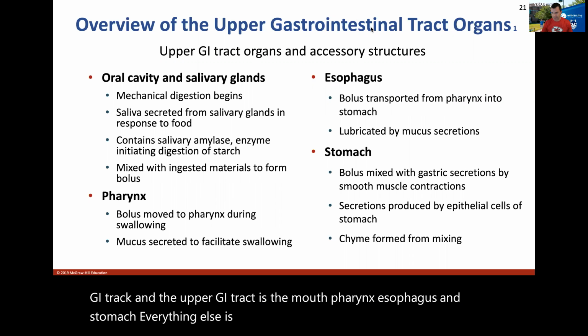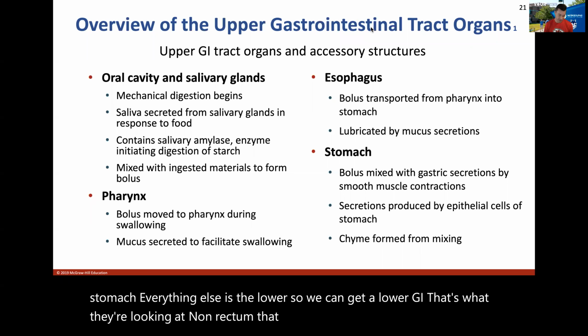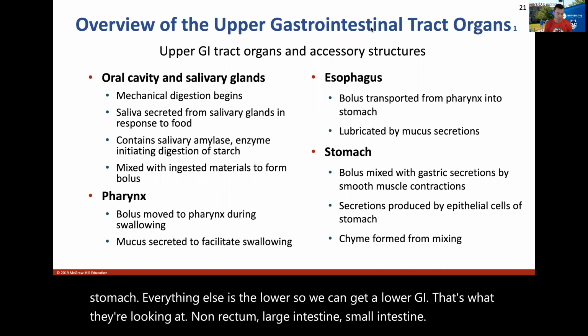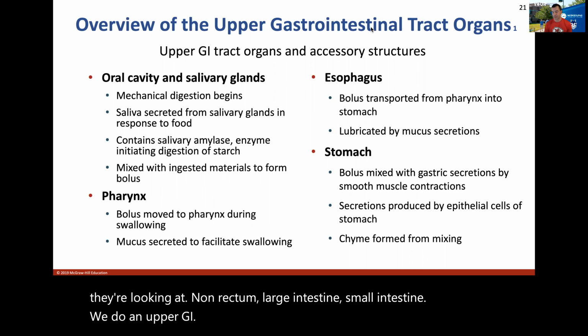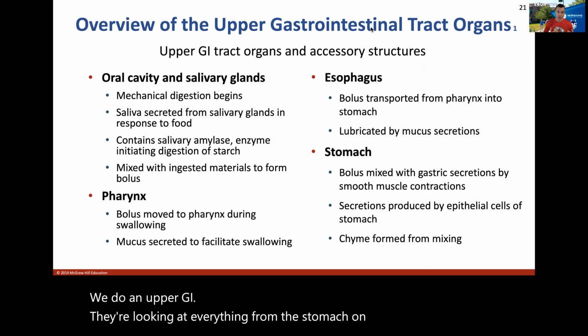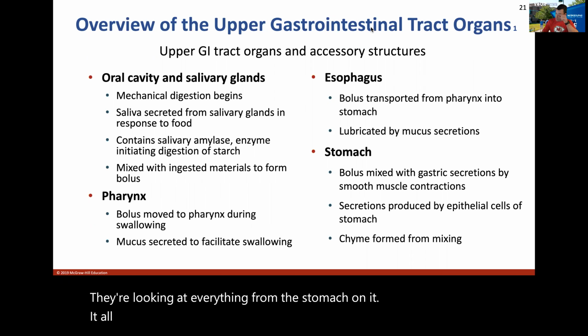So we can get a lower GI, that's what they're looking at. The rectum, the large intestine, the small intestine. When you do an upper GI, they're looking at everything from the stomach on up. It all begins in the mouth with mechanical and chemical digestion.